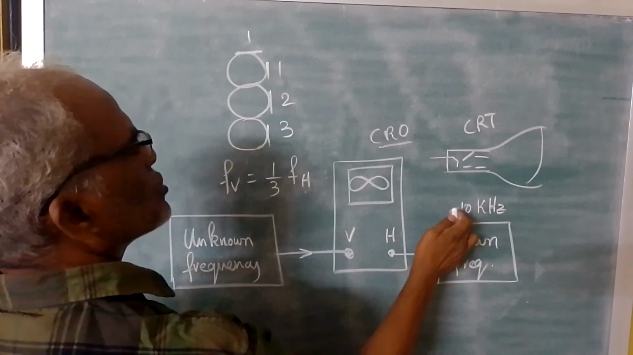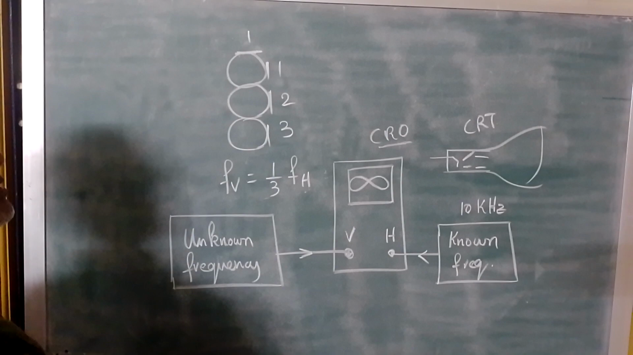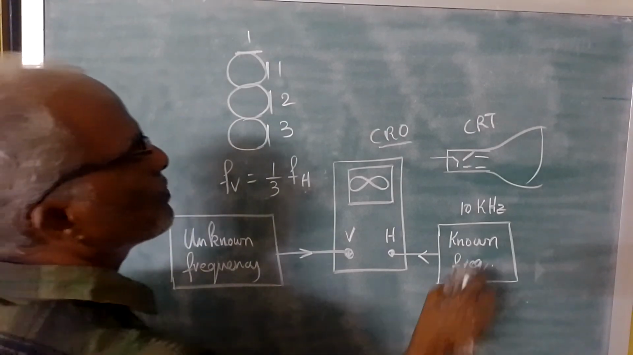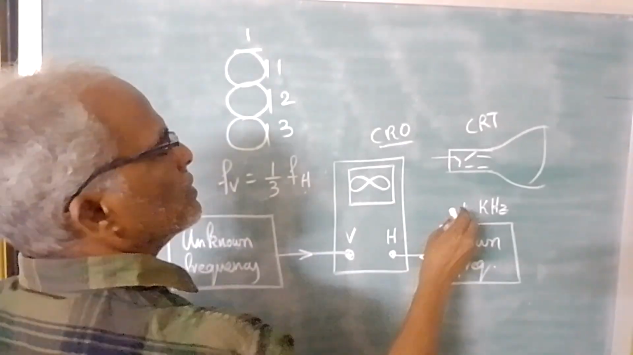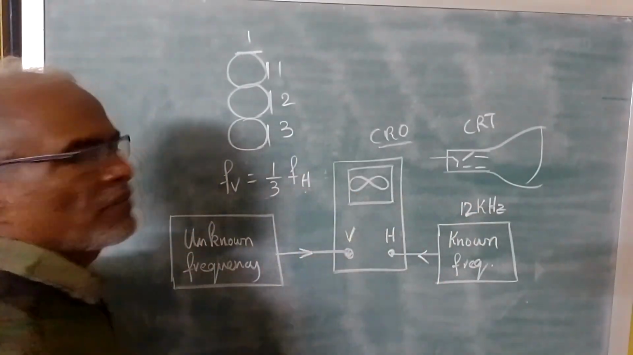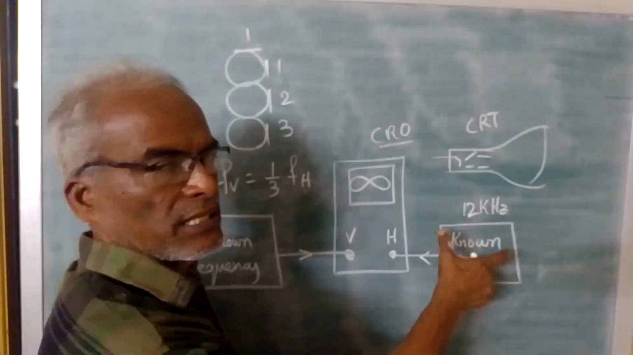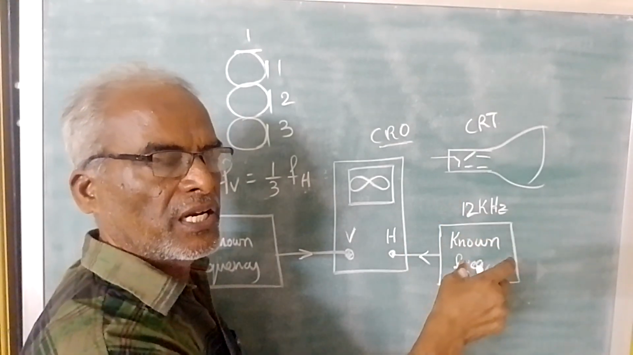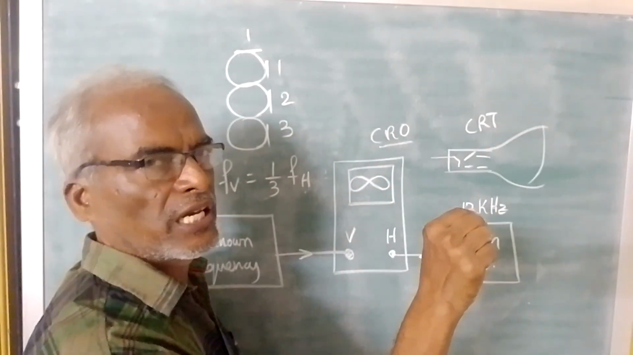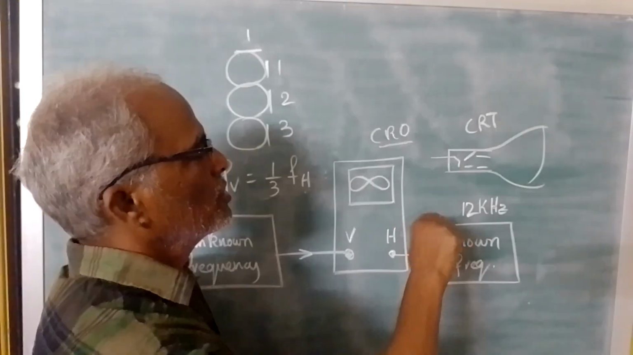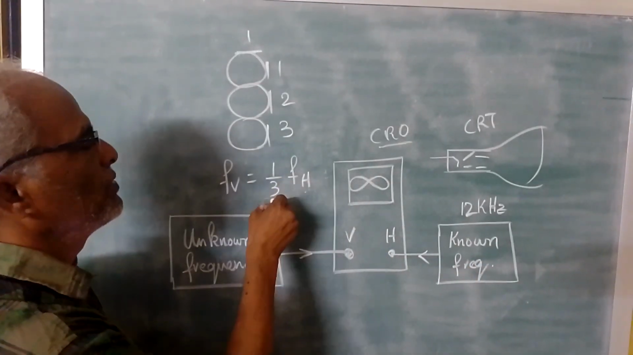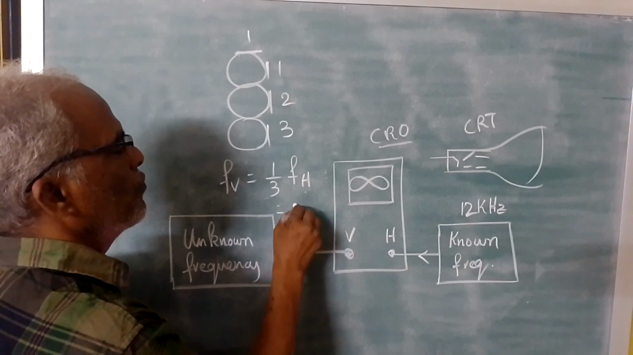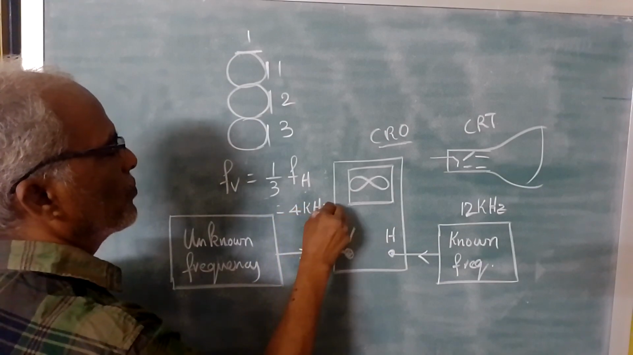That means if this is going to be 10 kilohertz, to make it simplified, I make it 12 kilohertz, because I don't want fractional values. So I adjust the function generator in which I have selected sinusoidal output. So you set to 12 kilohertz. In this case, 12 by 3. So this will give you 4 kilohertz.